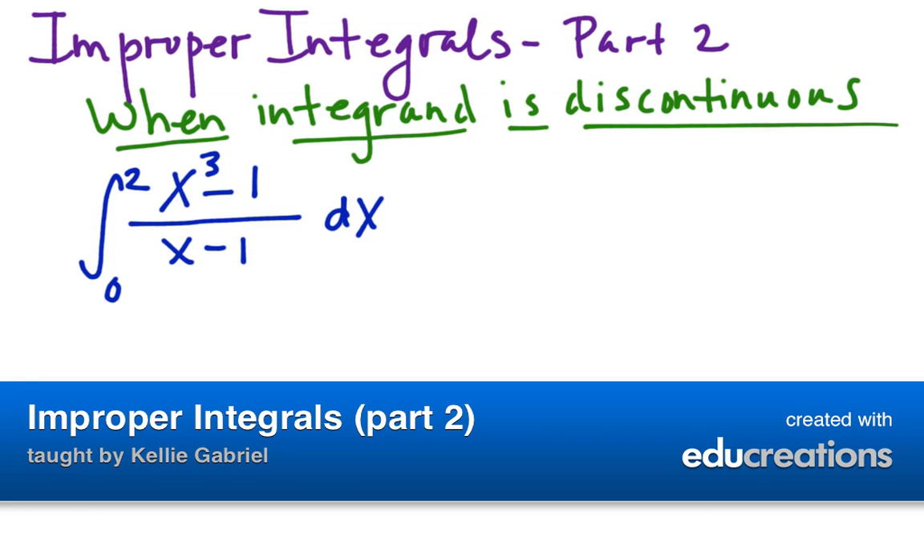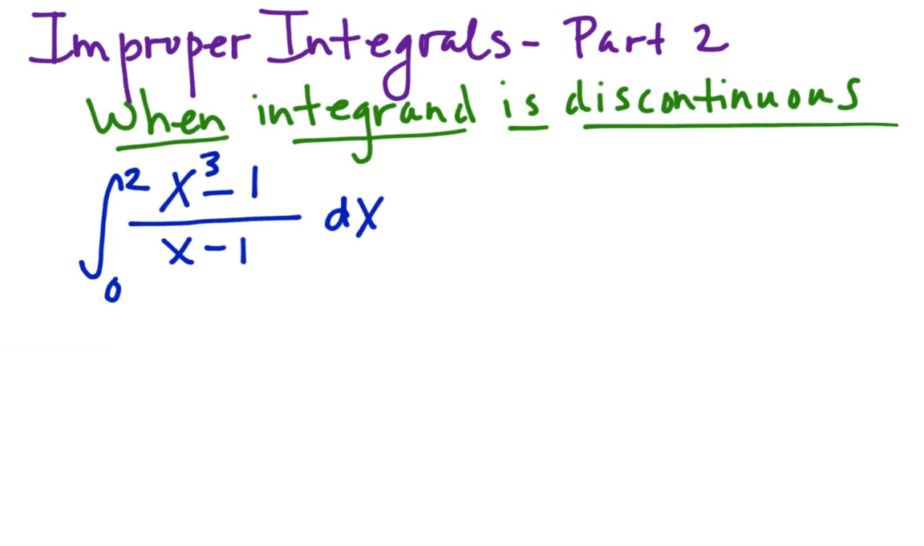Here we go, part 2 of improper integrals. So we're looking at the integrand versus the limits of the integral. This part 2 looks at a discontinuous function in the integrand. And in this case, it's clear, I look at the denominator and it's just discontinuous at x equals 1.